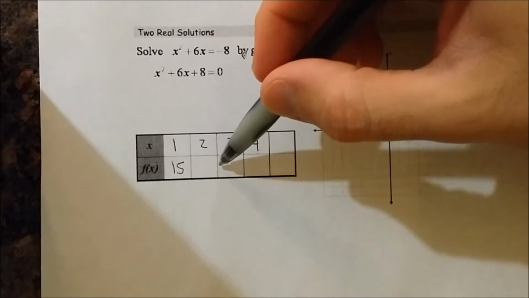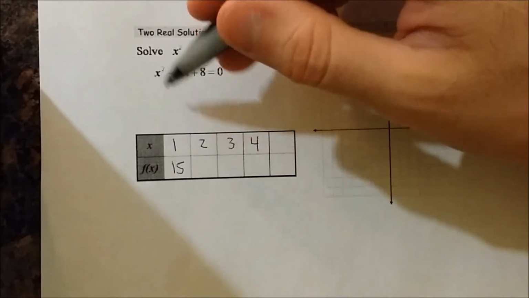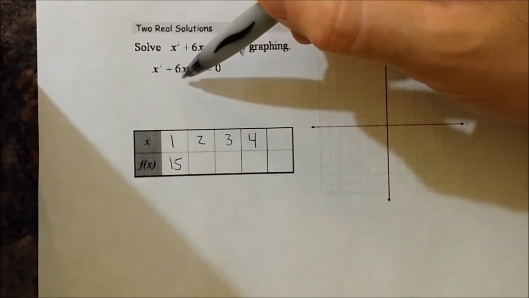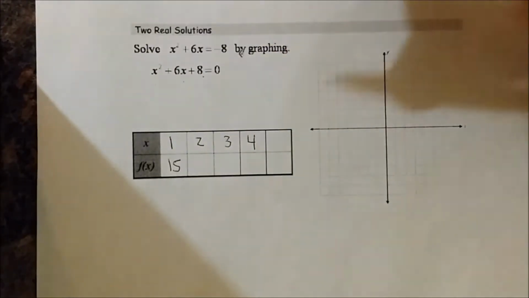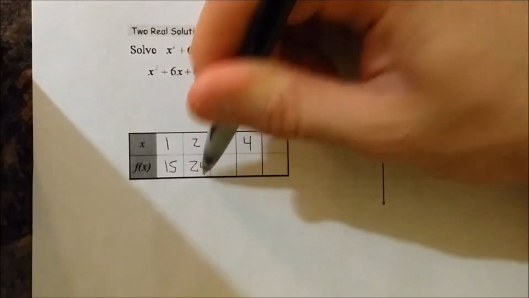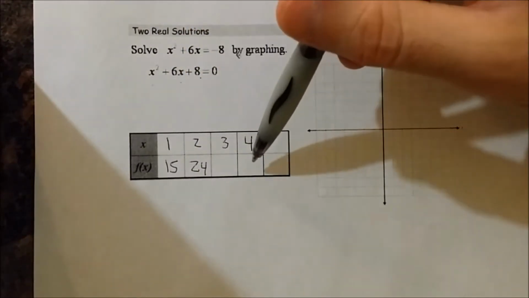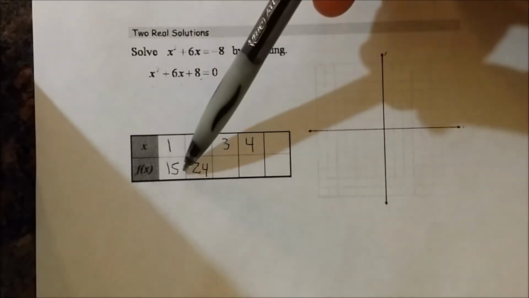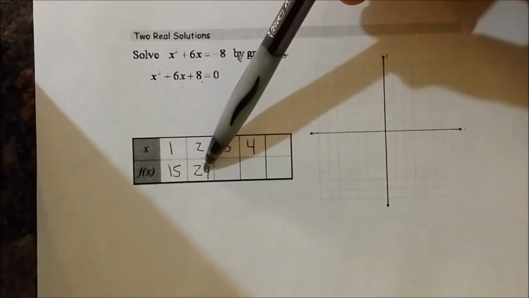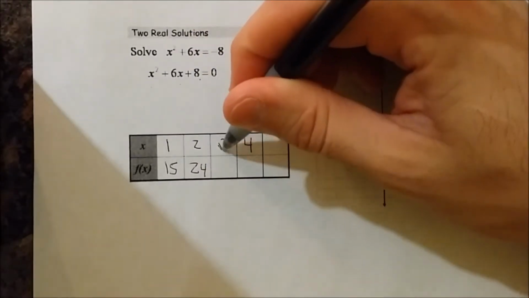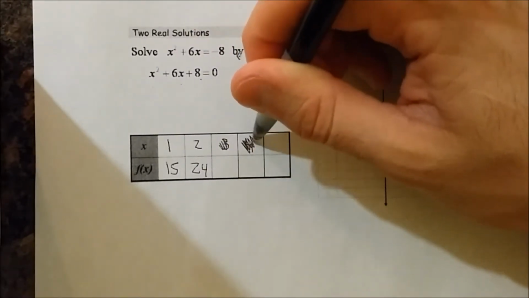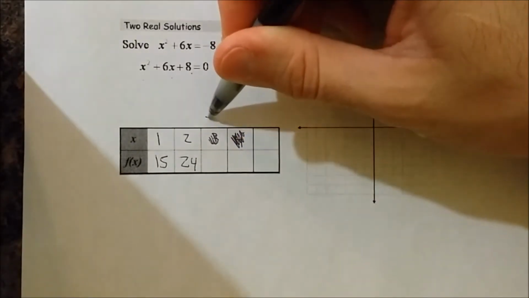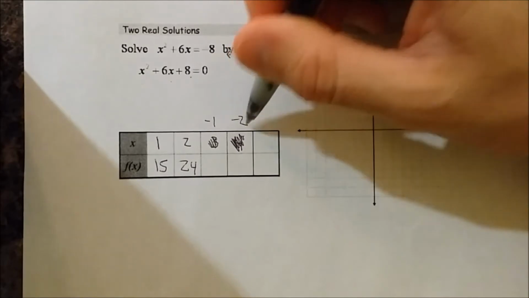I'm going to try to fill in the other ones here, just plugging into this equation. For 2, I'm going to get 4 plus 12 plus 8, so I'm going to get 24. I don't think this is ever going to work. I see these getting bigger. Kind of getting a little frustrated here, so I'm going to make these negative. I'm going to try -1 and -2.